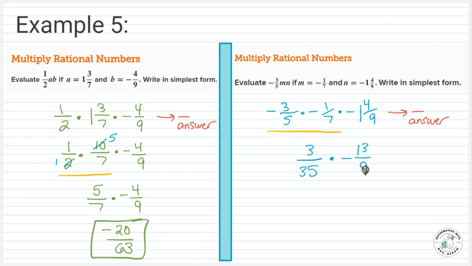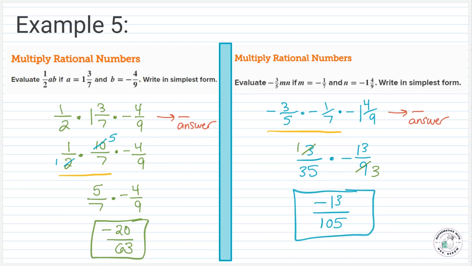-13/9. And then we actually can do some cross-canceling here between the 3 and the 9. So the 3 divided by 3 will turn this into a 1. 9 divided by 3 will turn into a 3. And so we'll have 1 times that -13. That's going to be -13. And then 35 times 3 is going to be 105. And so my final answer is going to be -13/105.